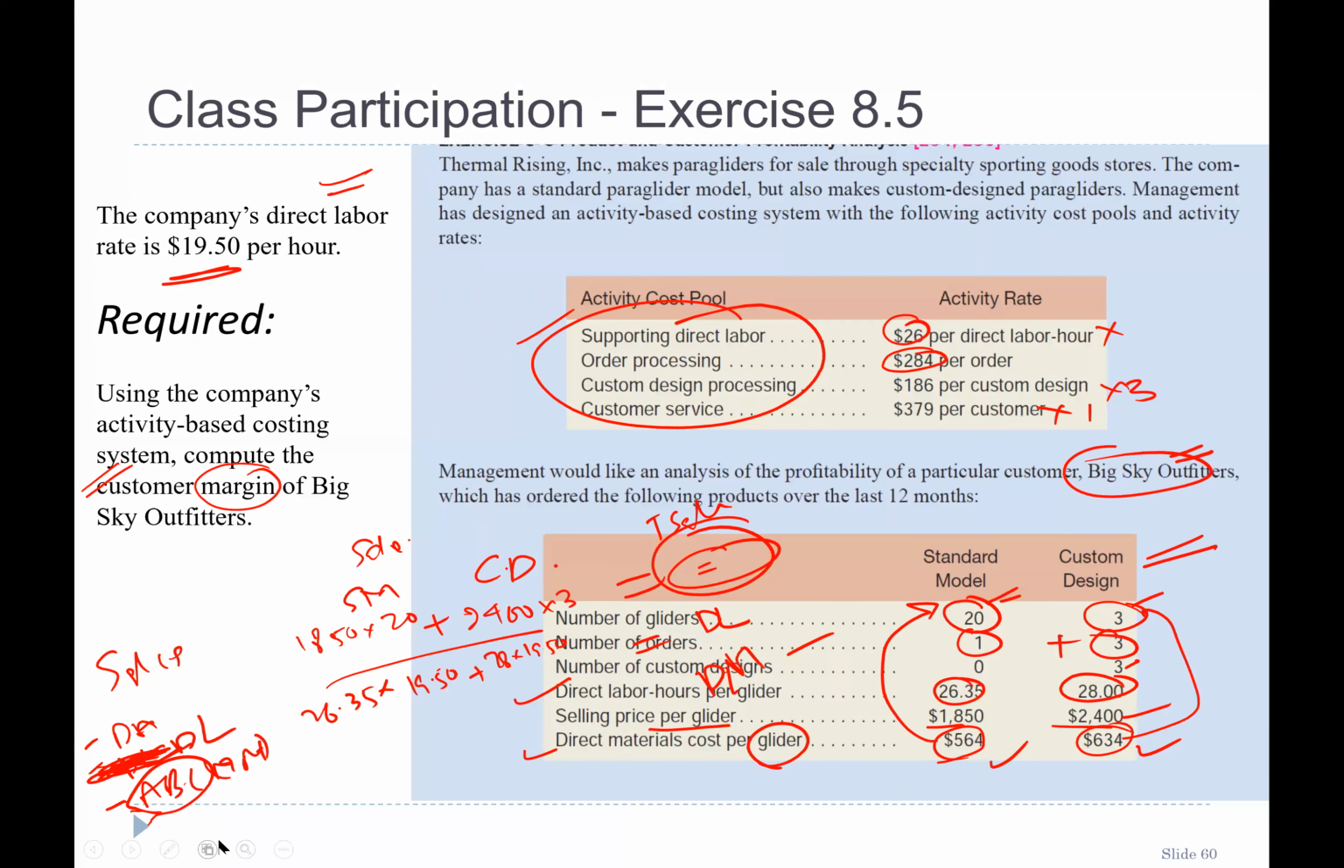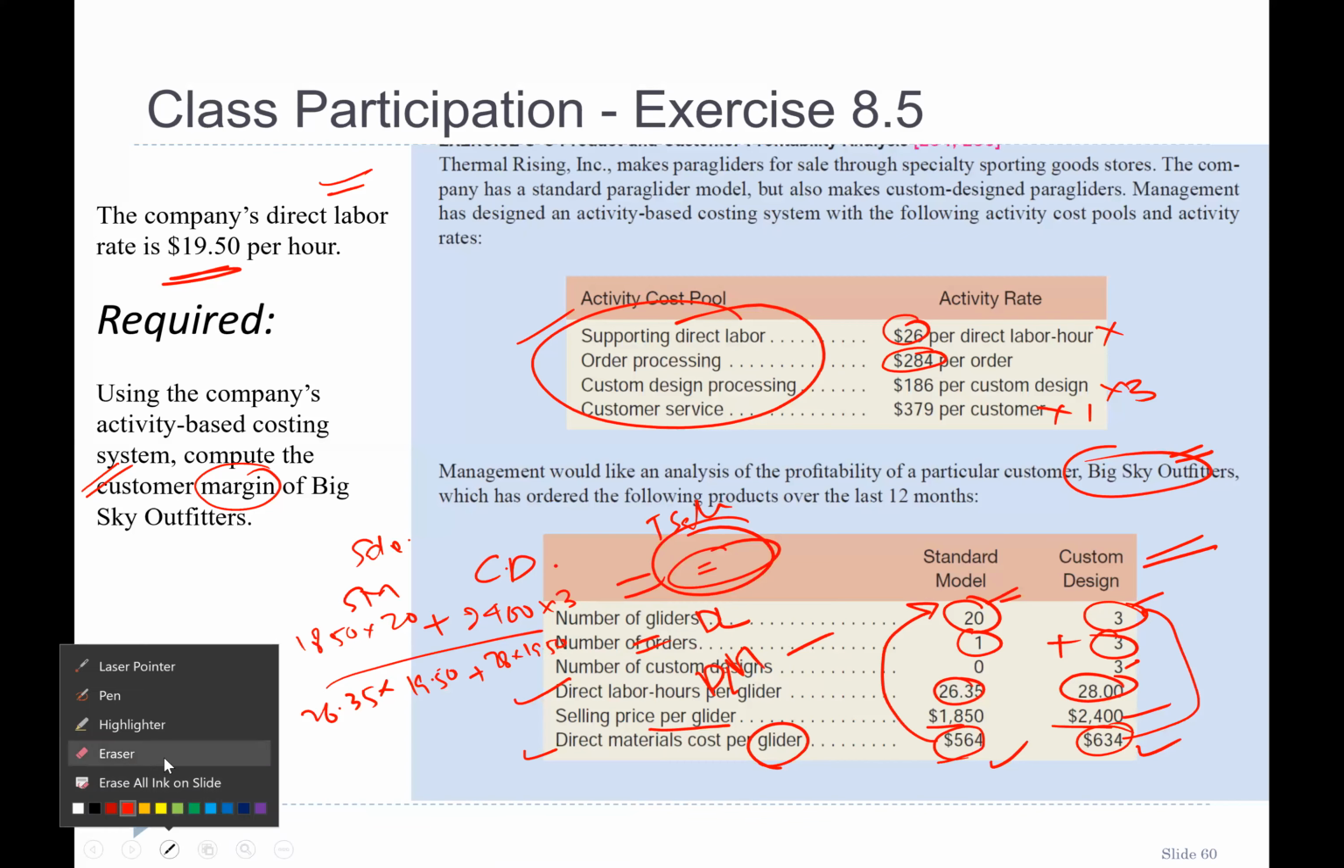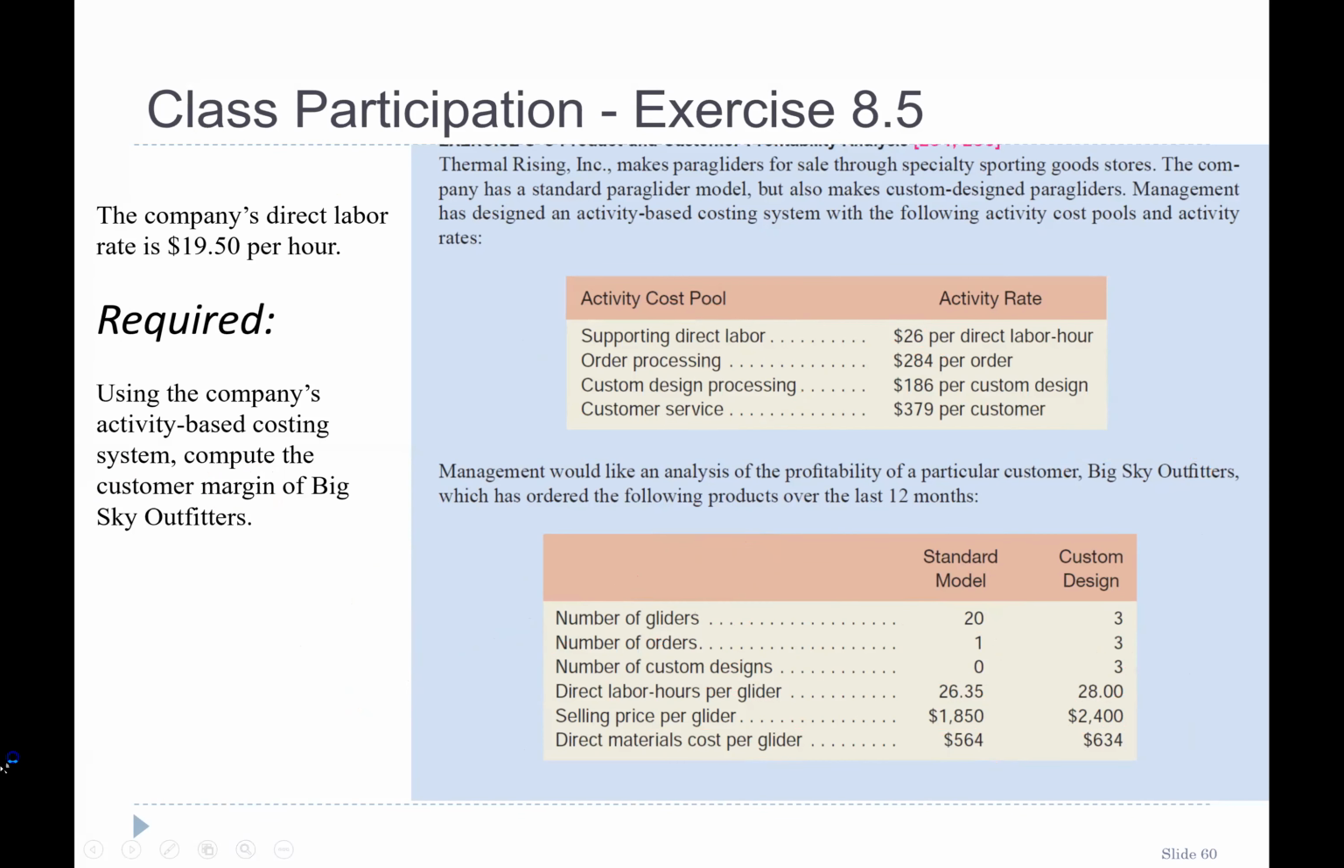Let me share this PPT with you guys, and I'm gonna be telling you what's going on. What we are trying to do is compute customer margin. And how do we calculate the margin? Sale minus all the cost, right? This is not contribution margin, this is customer margin. It means customer profit. So what is the total sales to this customer? The customer is Big Sky, right?